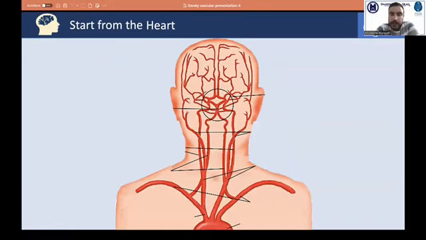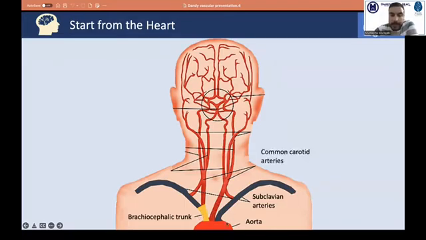And now let's start from the heart, how the blood comes from the heart and reaches the brain to supply it. From the left ventricle, the heart pumps the blood to the aorta. We have the aortic arch. On the right side, it gives rise to the brachiocephalic trunk. And we have two subclavian arteries. The right subclavian artery arises from the brachiocephalic trunk, while on the left side, it arises as a separate branch from the aorta.